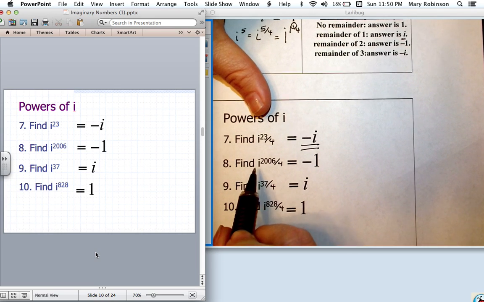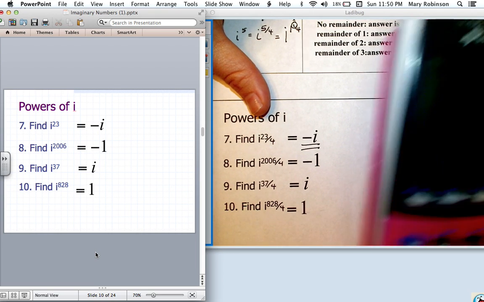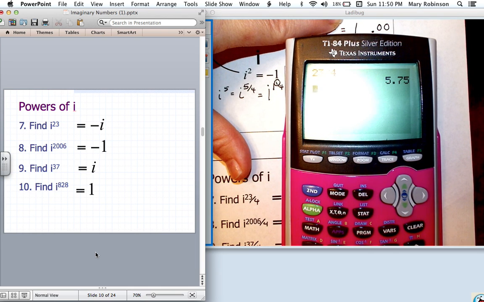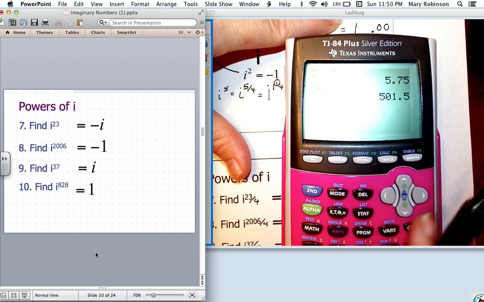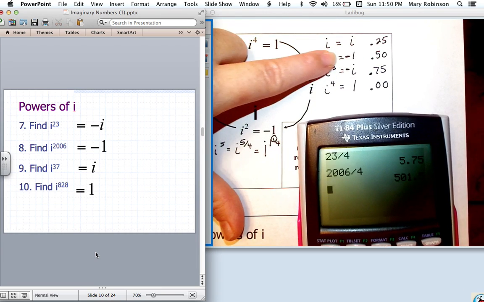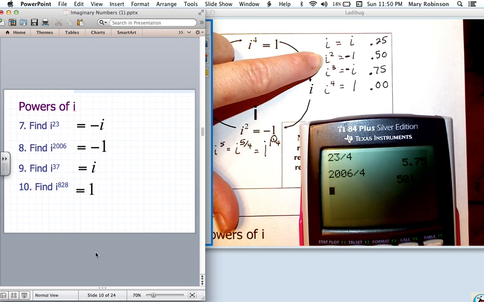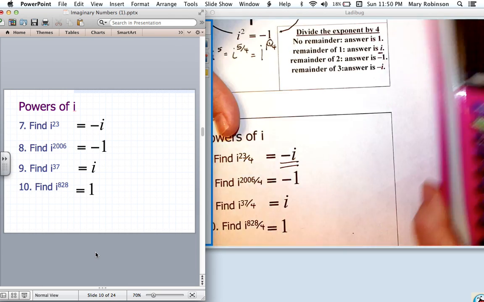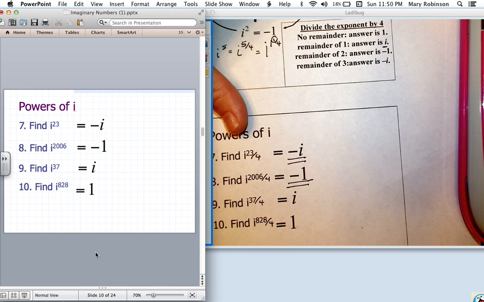If we're finding the value of i to the 2006th power, 2006 divided by 4 has a remainder of 0.5. So I look here at my list, 0.5, and that's the same as i squared, and i squared has a value of -1. Therefore, my answer would be -1.